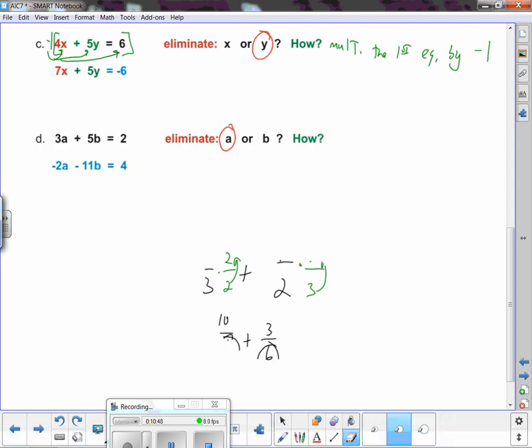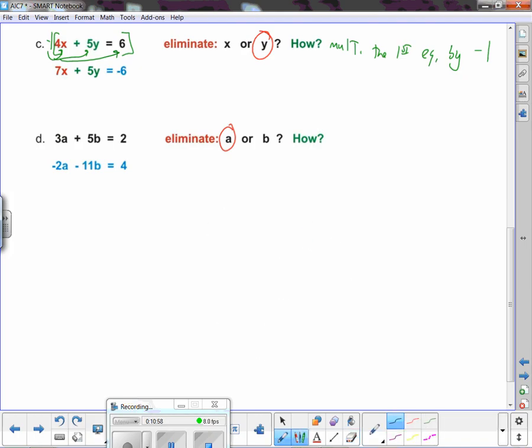Okay, let me get rid of all this stuff. We'll get back in business here. Okay, so that's what we're after. All right, and so in this situation, how am I going to do this? I'm going to multiply the first equation by 2. And I'm going to multiply the second equation by 3.